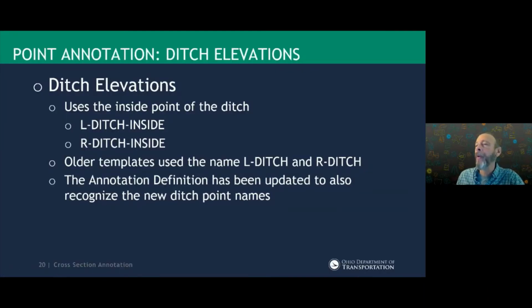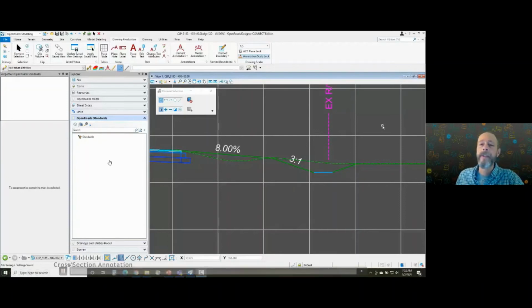Ditch elevations are also another single point annotation, and I want to mention this. In the template library a while back, Matt and JD made some changes to the names of the points, and they're now using L-ditch inside and R-ditch inside for that inside point on the ditches. Some of the older templates used just L-ditch and R-ditch. The annotation definition has been updated with these new names, but in my case, I'm running a template that was created with the ditch inside and outside names, but my annotation definition is an older annotation definition. So here's how you can take care of that if you run into this situation.